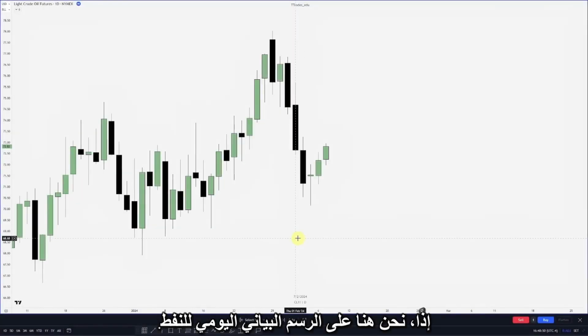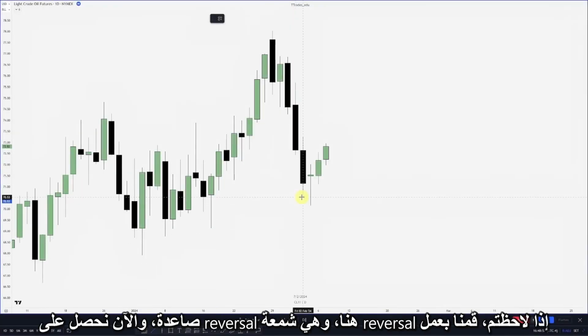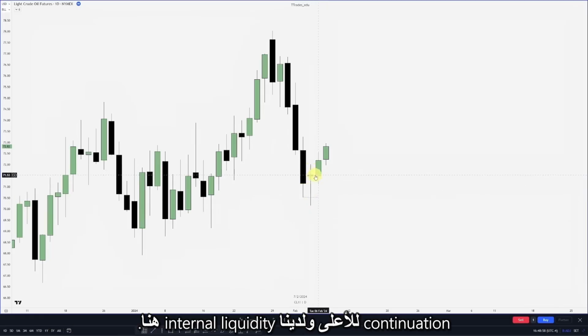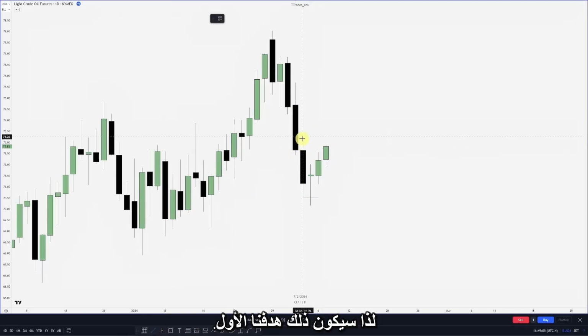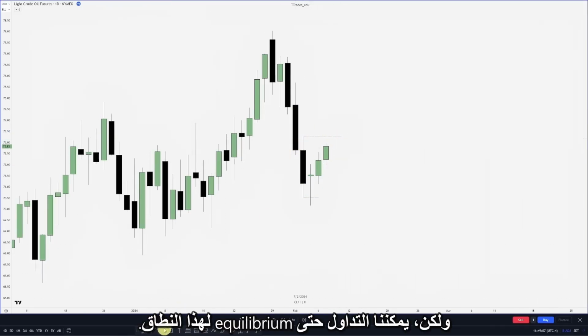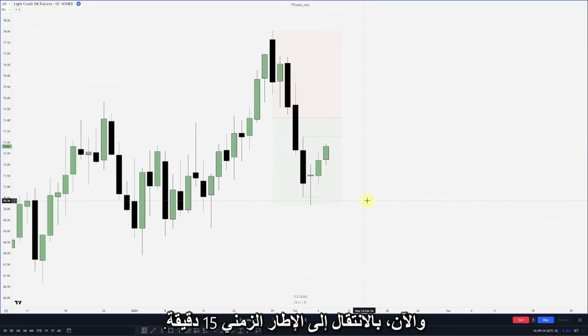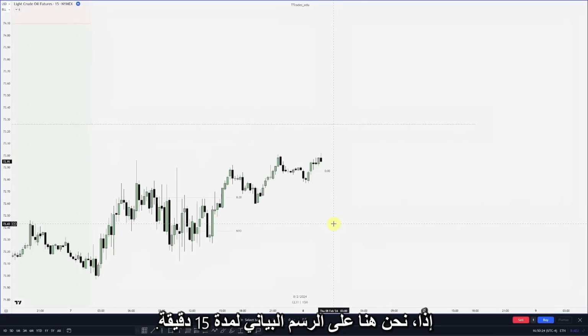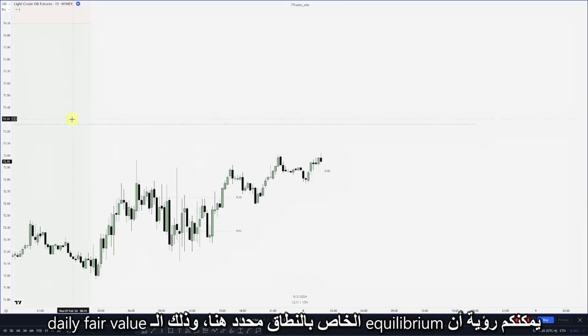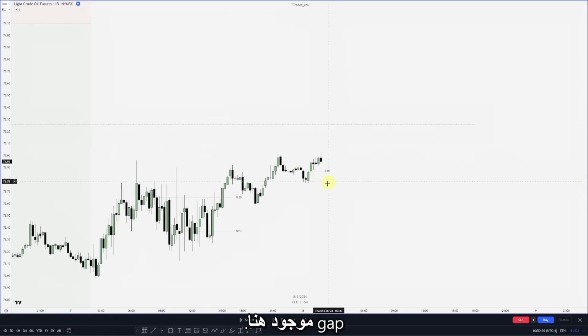So here we are on the daily oil chart. If you notice, we made a reversal right here, so a bullish reversal candle, and then we're getting a continuation higher, and we have internal liquidity right here, so that will be our first target. However, we can trade up to equilibrium of this range. So we'll mark that out. Now dropping down to the 15-minute time frame. So here we are in the 15-minute chart. You can see our equilibrium of the range is marked out here, and that daily fair value gap is here.